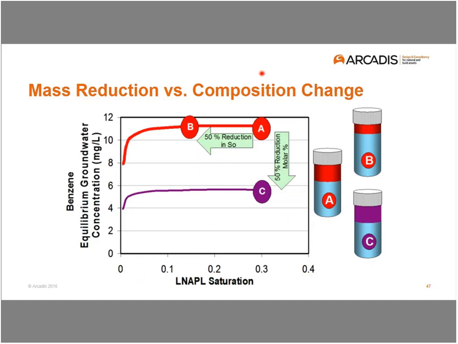So here's another quick look at the same sort of problem. Here's LNAPL saturation. If I reduce the LNAPL saturation by half, it's not going to change, but that LNAPL has benzene in it that has an equilibrium concentration of about 11 milligrams per liter. Just by reducing by half the amount of LNAPL in the ground, I'm not going to change that concentration at all. If, on the other hand, I reduce the concentration of benzene in the LNAPL by 50% and hardly change the saturation at all, I've changed the concentration of benzene in the groundwater.